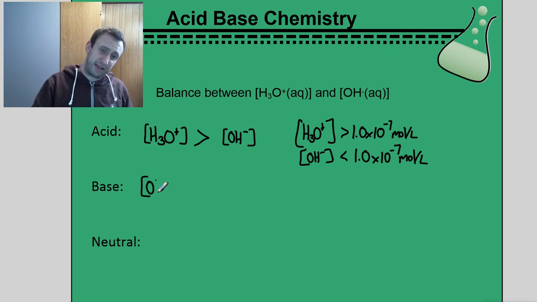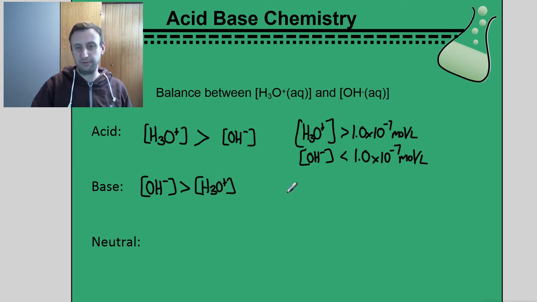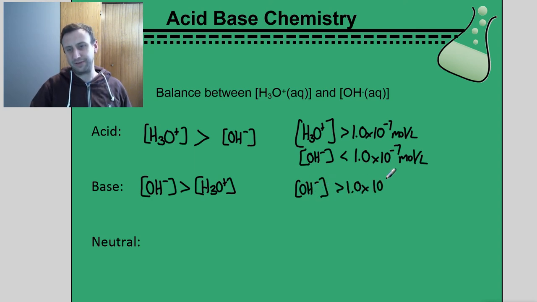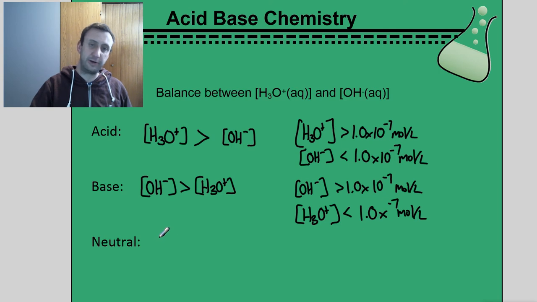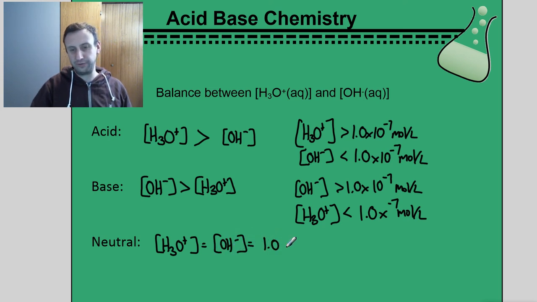For a base, hydroxide will be greater than hydronium, H3O positive. So I'm going to have hydroxide greater than 1.0 times 10 to the negative 7 moles per liter. This probably feels slightly silly going through it at this point after just doing the last one, but oh well. Hydronium will be less than 1.0 times 10 to the negative 7 moles per liter. So that will be the balance for a base. Now for neutral, we already talked about this. At neutral, hydronium is equal to hydroxide concentration, which will be 1.0 times 10 to the negative 7 moles per liter.